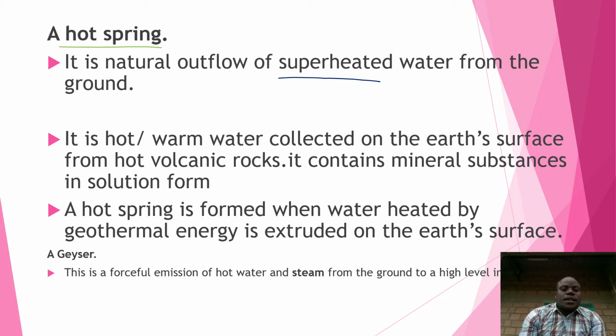Hot water from the ground collects on Earth's surface and forms a hot spring. How is a hot spring formed? It is formed when water heated by geothermal energy is extruded on Earth's surface.